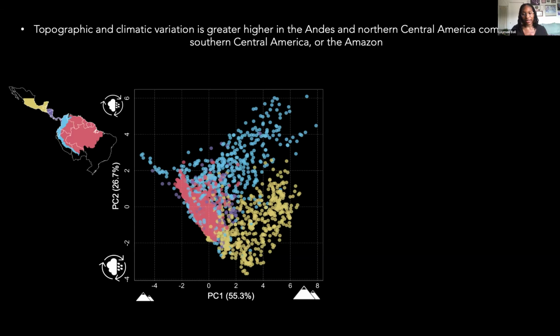And so here we can see that topographic and climatic diversity of the Andes and Northern Central America, in light blue and yellow over here, is a lot greater than in Southern Central America or the Amazon, which overlap here and take up a lot less space on the PCA.